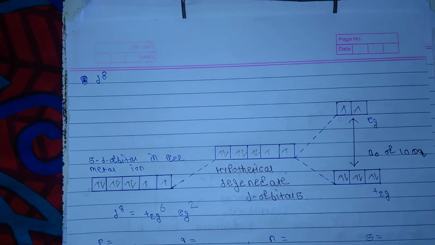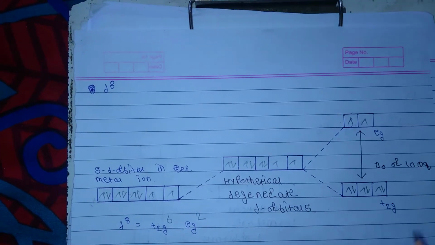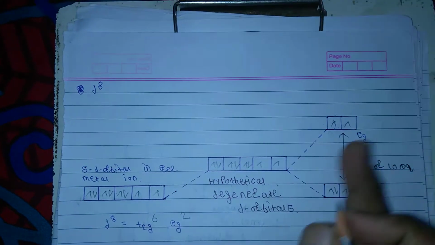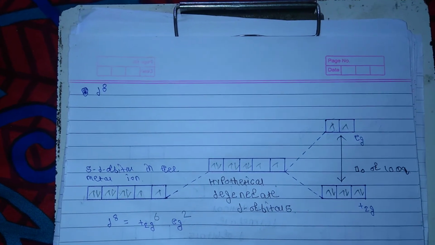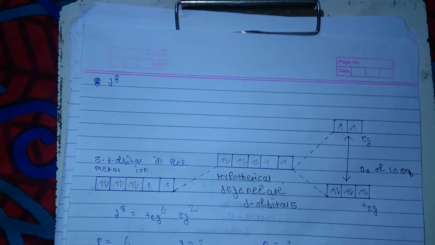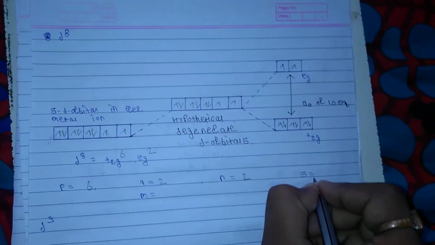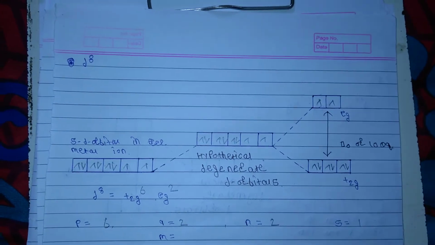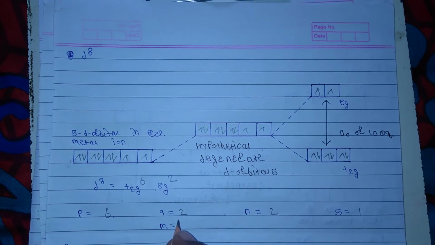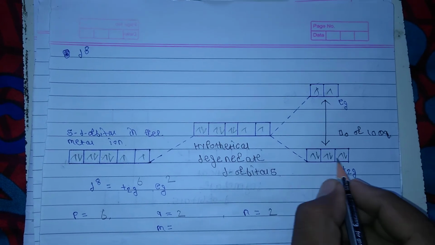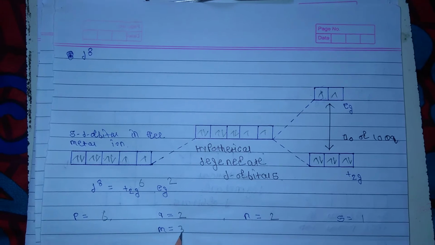So P is equal to the number of electrons present in t2g, which is 6. Q is equal to the number of electrons present in eg, which is 2. The number of unpaired electrons is 2. S is the resultant spin, n by 2, meaning 1. And M is equal to the number of paired electrons, which is 3.